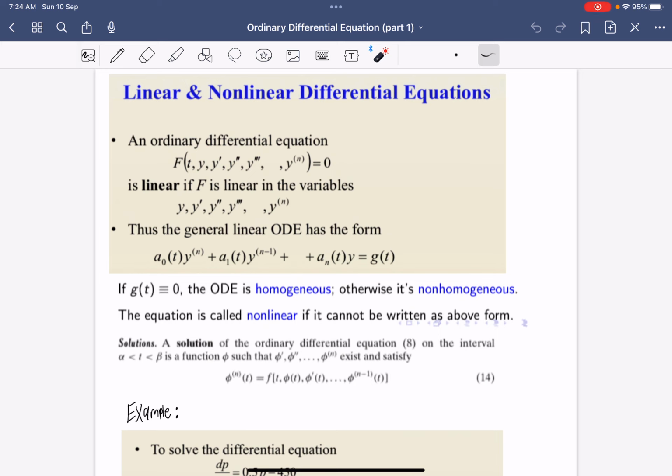And thus a general linear ODE will look like some function a0(t) times y plus all the way to an(t) times y^(n) equals g(t), and g can be anything. So your coefficients are in terms of t and they can be anything, but your derivatives and your y terms must be all in the power of 1 only. And if this g(t) is 0, then we say the ODE is homogeneous. Otherwise, it is non-homogeneous. And if the equation doesn't look like that, then it's non-linear.